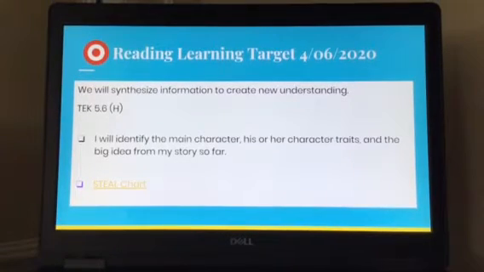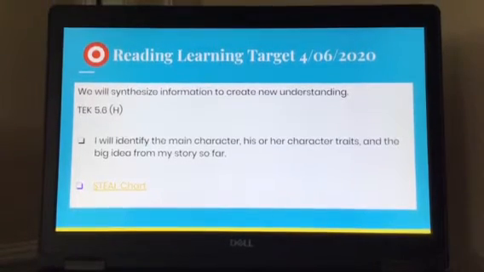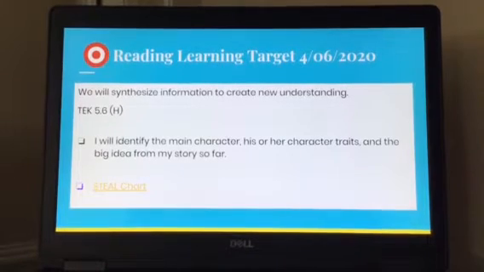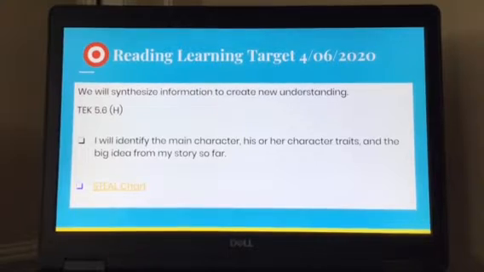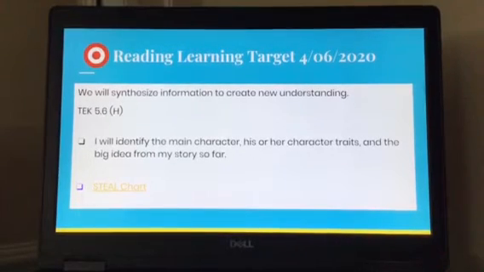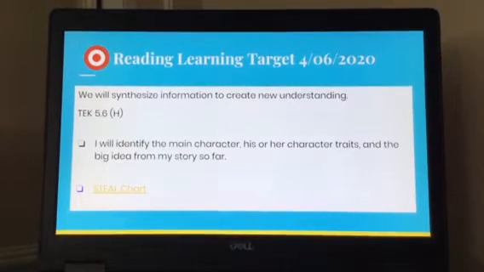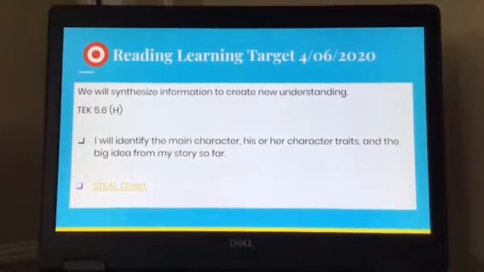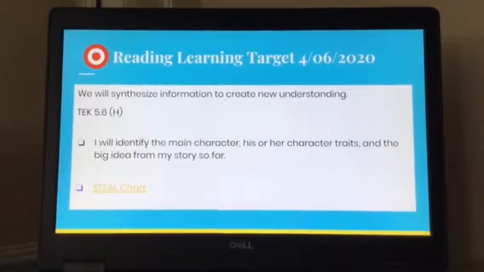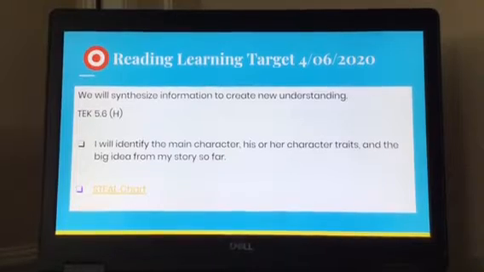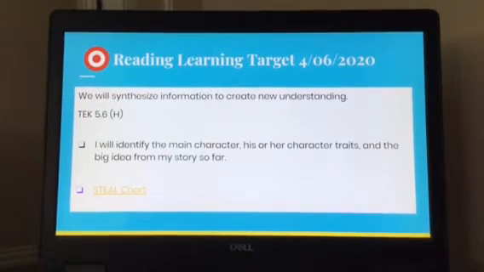Good morning. Reading learning target for the week of 4/6/20: We will synthesize information to create new understanding. Take standard 5.6H: I will identify the main character, his or her character traits, and the big idea from my story so far. The assignment: STEEL chart.